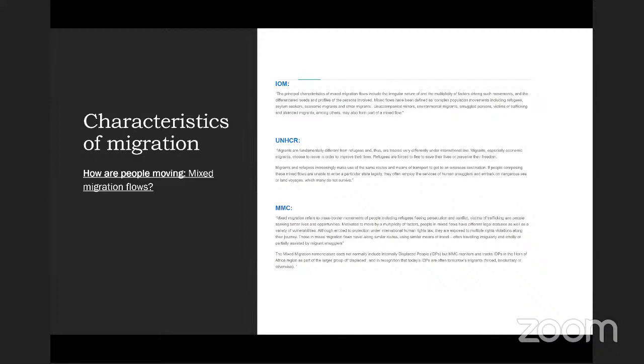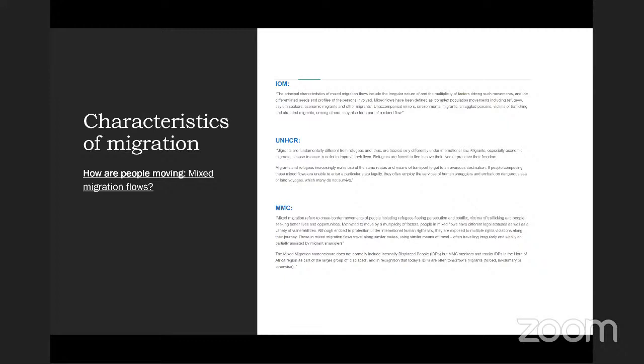I like how the Mixed Migration Center has put it, and I will be sharing some of these resources in the classroom. The Mixed Migration Center says that mixed migration refers to cross-border movements of people, including refugees fleeing from persecution, victims of trafficking, and people seeking better lives. And the motivation is a multiplicity of factors. The people are in mixed flows, and they also have different legal statuses and different vulnerabilities.